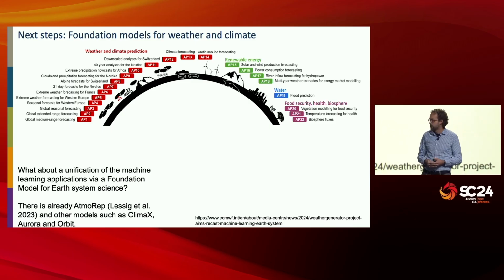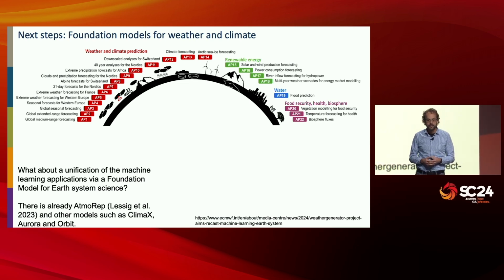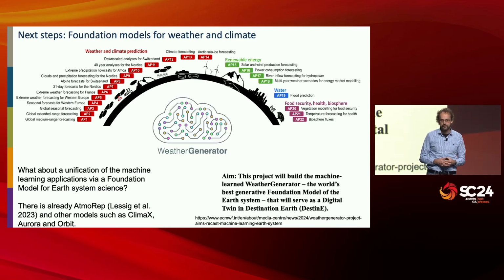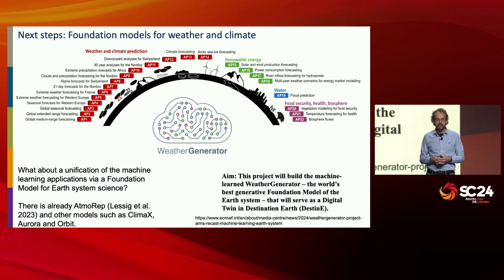I'm not the first to talk about foundation models in principle, so there are examples like AtmoRep and ClimaX, Aurora. There was also one Gordon Bell Prize submission here, Orbit, a foundation model for weather and climate. But we are going to build in Europe a new project called the Weather Generator that I'm coordinating, where we also have the ambition to really build a large-scale machine learned model as a foundation model.